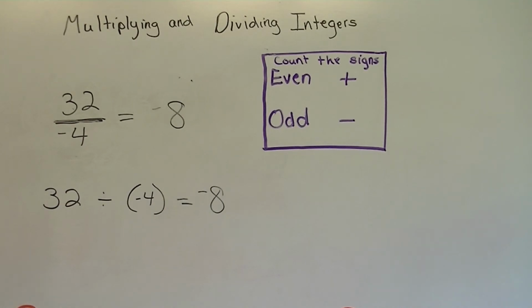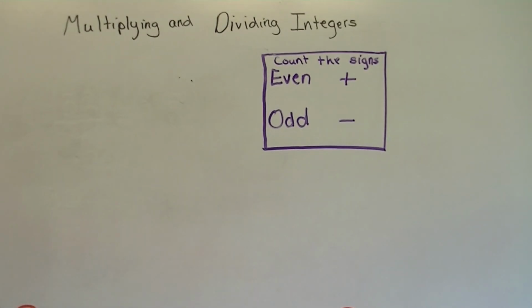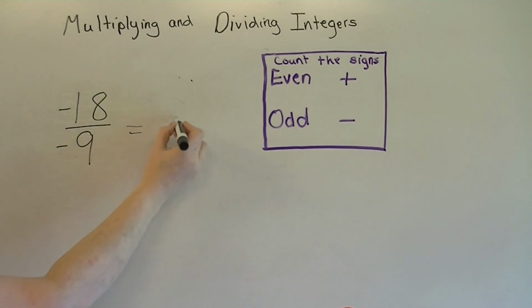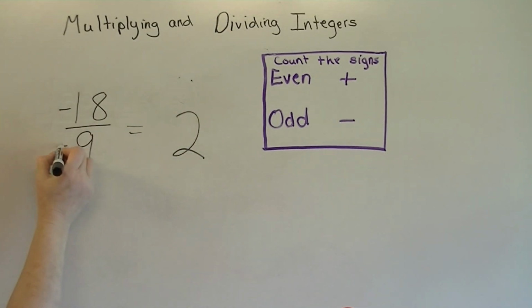Let's take a look at another one. This will be the last one. Multiplying and dividing with integers is fun, and it's pretty easy. Let's say both of them are negative. 18 divided by 9 is 2. There's 2 signs. 2 is an even number, and so the answer would be positive 2.